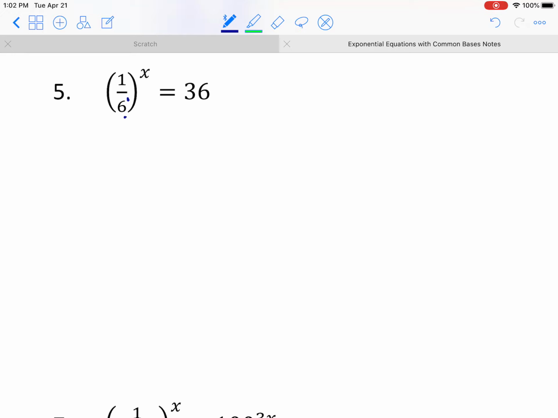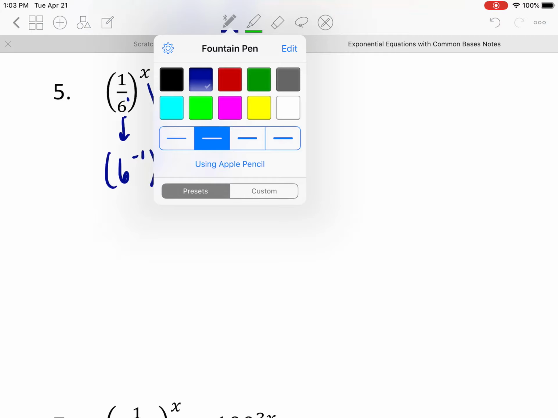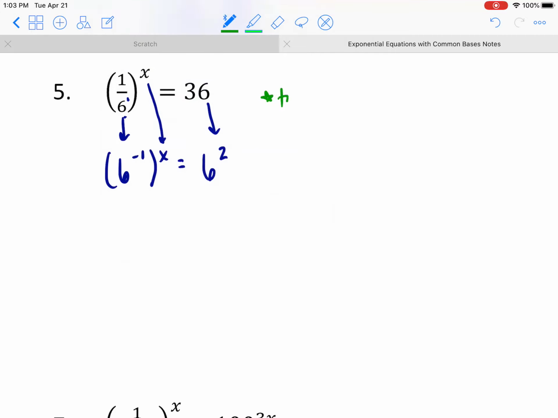Well, now I need the 6 that's on the bottom of the fraction to go back to the top. So if I want to move the 6 to the other side of the fraction, I just have to change the sign of the exponent. So this, instead of 6 to the positive 1 on the bottom, becomes 6 to the negative 1 on the top of that fraction. And I'm going to bring down the x. And then 36 we know is 6 squared.